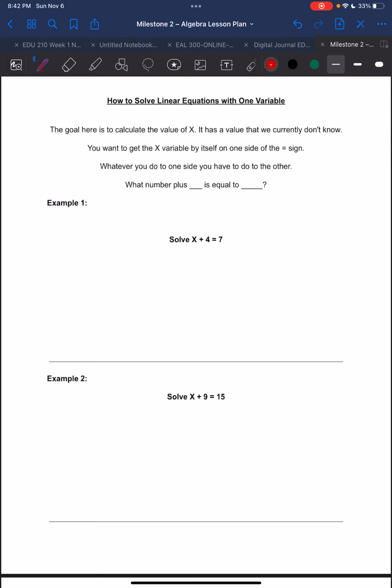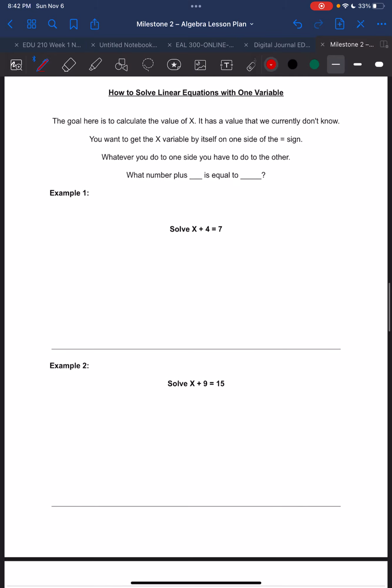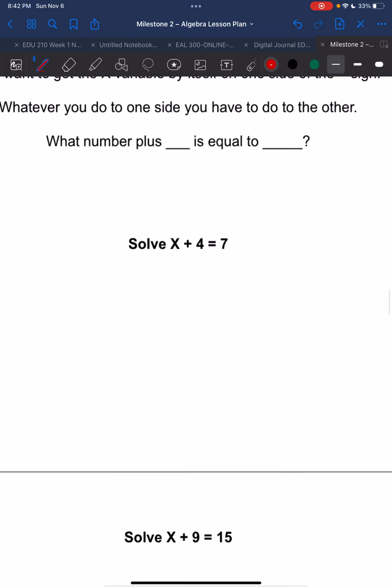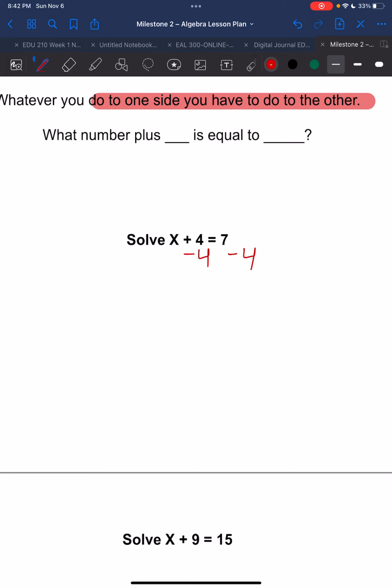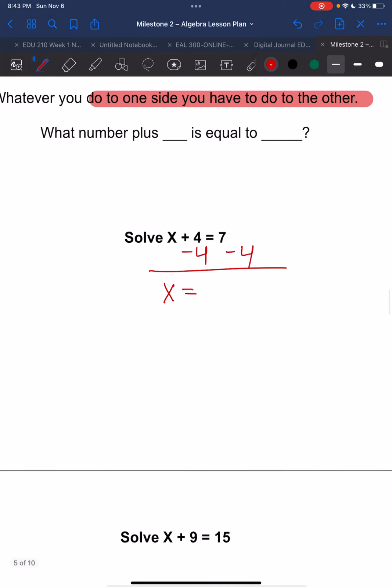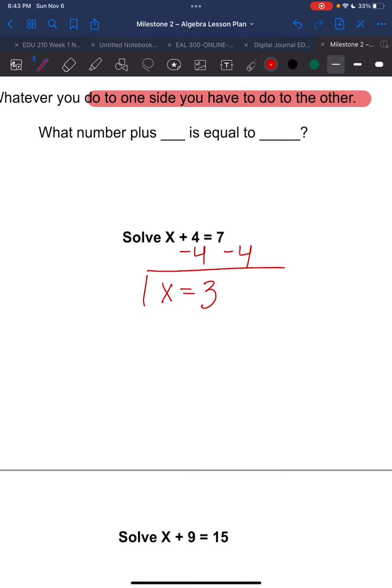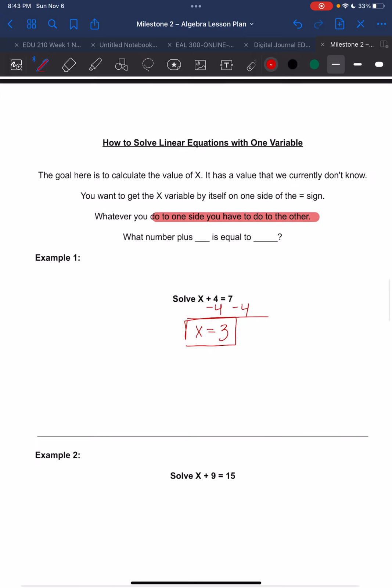To isolate the variable x, we have to get it by itself. To start, we will subtract 4, but whatever you do to one side, you have to do to the other. Therefore, I'm going to subtract 4 from 7 as well. I get x, which is now isolated, and 7 minus 4 we have to solve. 7 minus 4 is 3. Therefore, I now know that x equals 3.